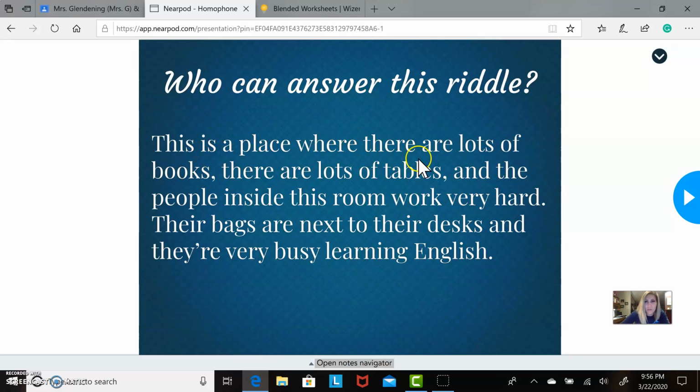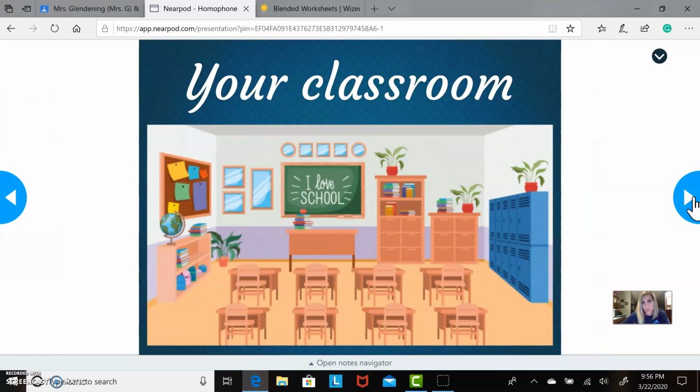We have there, showing location. There are lots of tables. And then we have their, showing possession, their bags. And then we have they are, which is a contraction of they are. They are very busy learning English. And the answer to the riddle is your classroom.